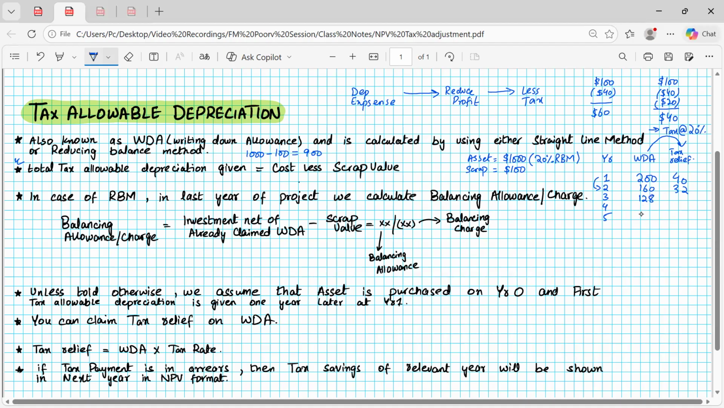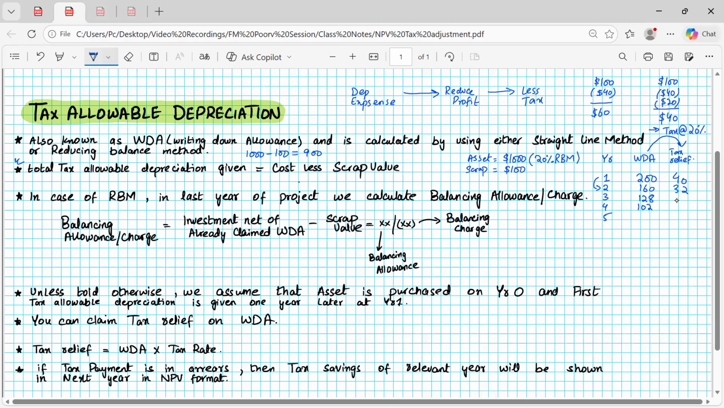Yes. So that's a shortcut. Similarly for year 4, multiply 128 with 80%. So how much will it be? 102.4. Okay, 102. Similarly you can do it for tax relief. Either you can multiply WDA with the tax percentage, or you can simply multiply this 40 with 80%, then 32 with 80%, and so onwards. You will get the same answer.